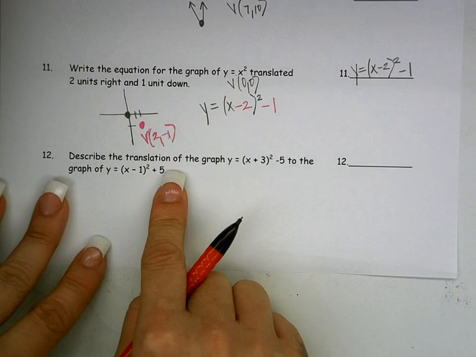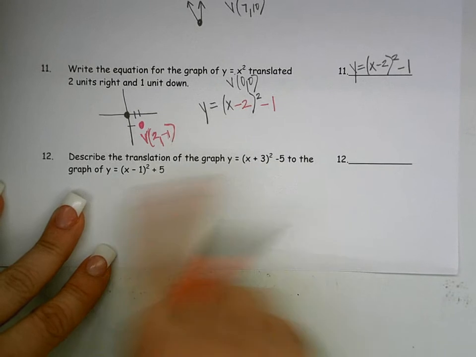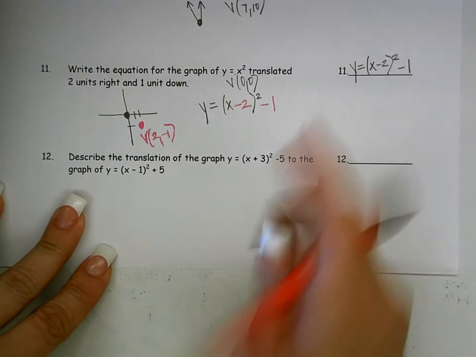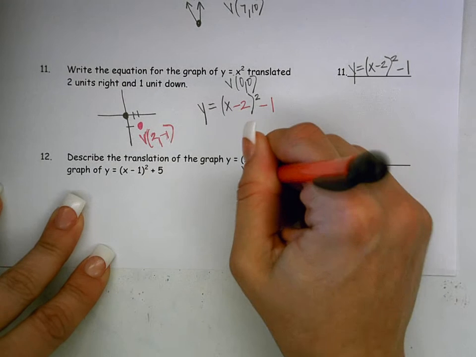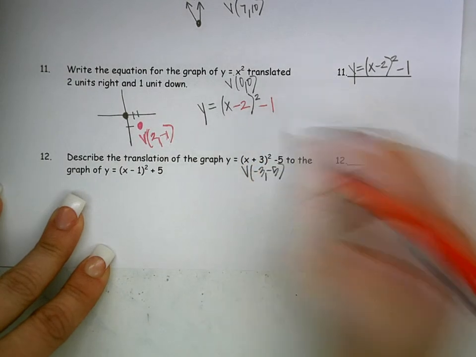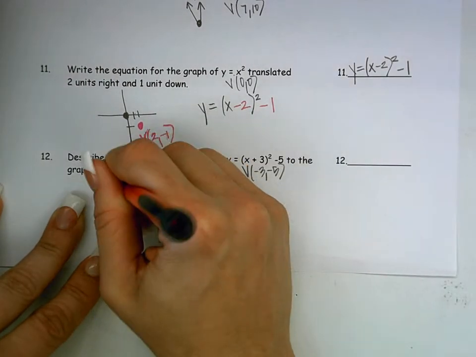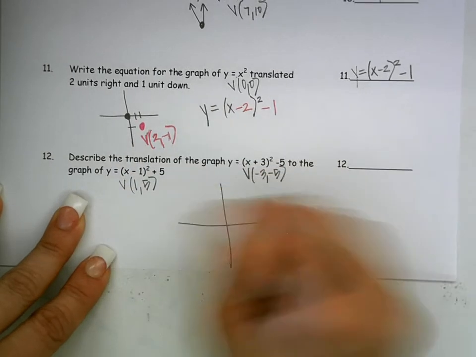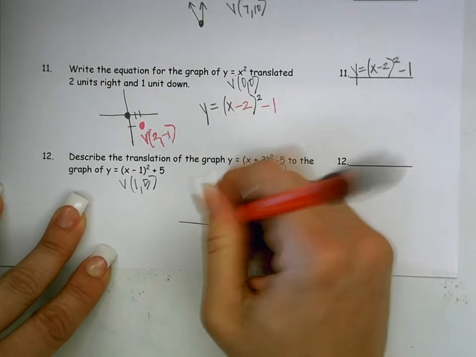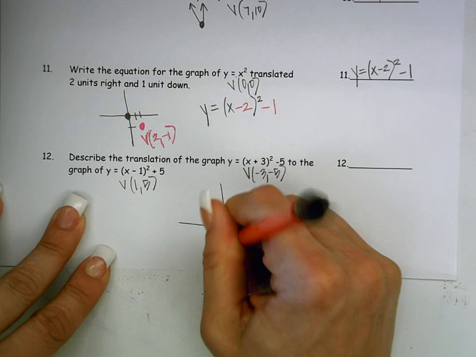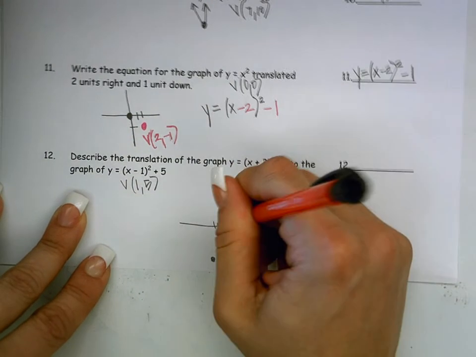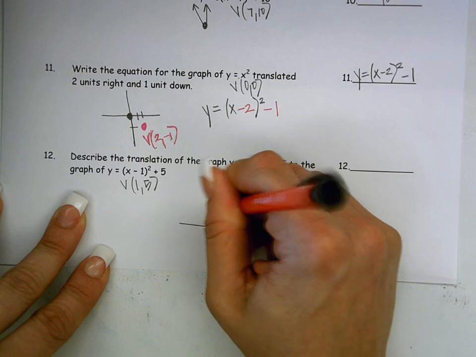Describe the translation of the graph. All we really need to do is describe how you move from one vertex to the other. This vertex is negative 3, negative 5. This vertex is 1, positive 5. So if I want to figure out from negative 3, negative 5 to positive 1, positive 5.